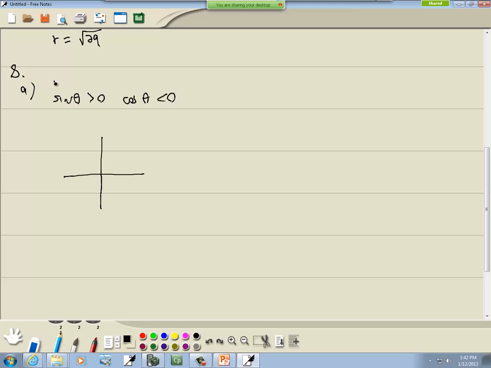Now remember, sine is our y. No matter what formula we use, if we use a point on the unit circle, sine is y. If we use a point not on the unit circle, sine is y over r. But r is always positive, so we can ignore it anyway. So we're saying y is greater than 0. Well, that's in these two quadrants. And cosine is x, so we're saying x is less than 0, so x is negative. Well, x is negative in this quadrant and this quadrant. Now, where they're both true is in quadrant 2. So that'd be our answer.